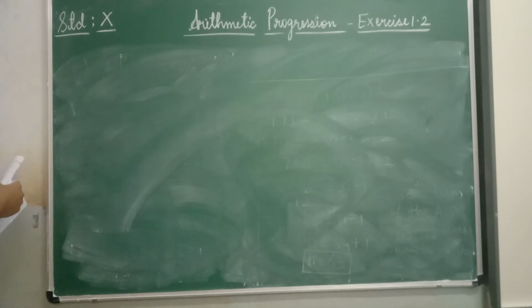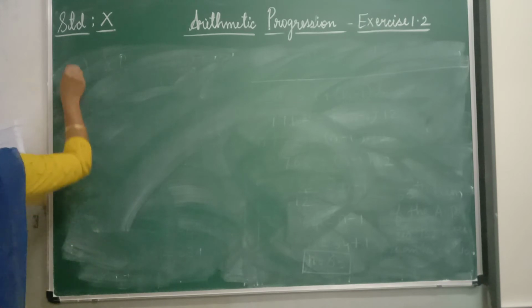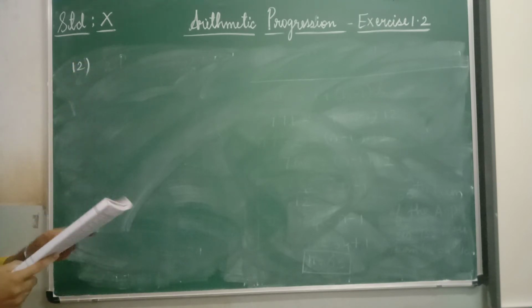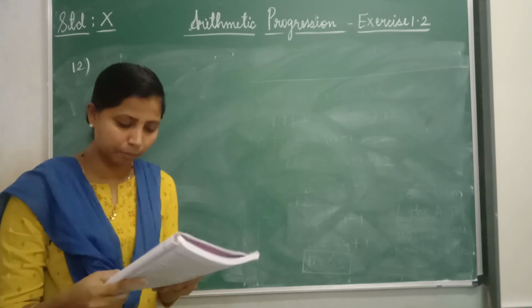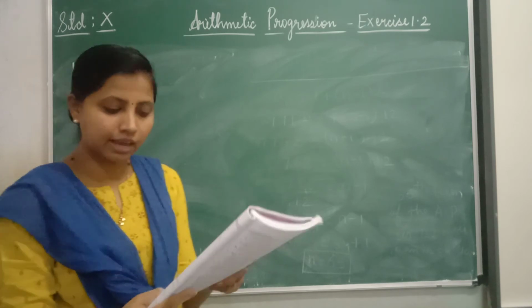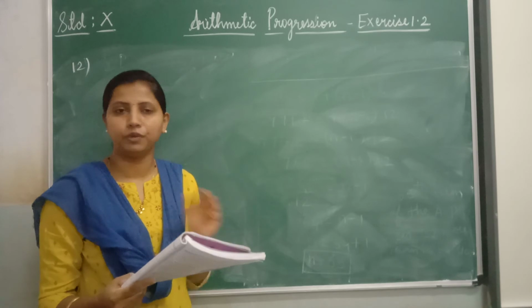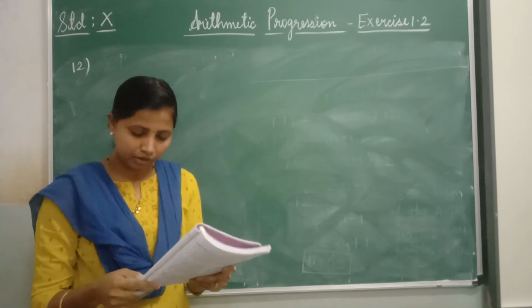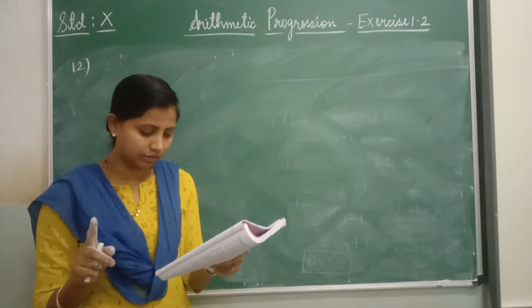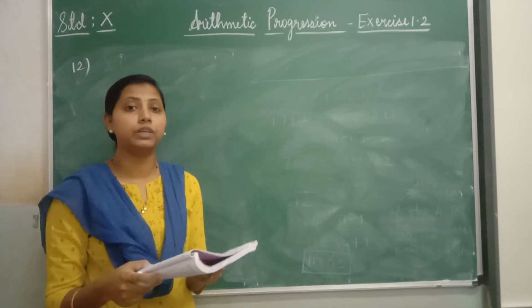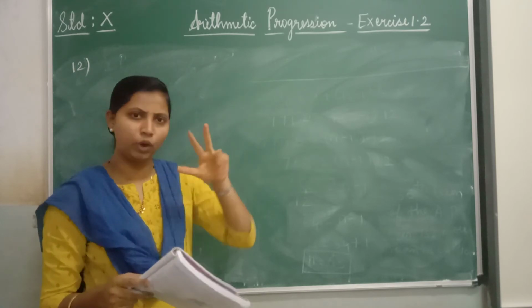Now let's move on to the 12th question. The 12th question of the exercise is: two APs have the same common difference. Two APs are there, their common difference is the same. The difference between their 100th terms is 100.